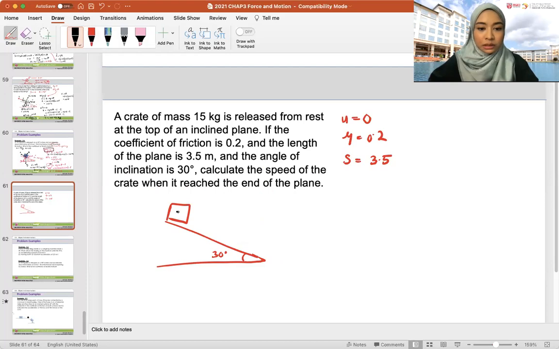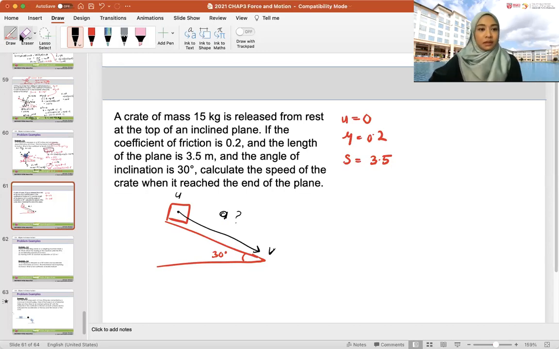So, mula-mula box ni ke atas, dia slide with some acceleration and then dia nak tahu what is V. Kita tahu U dia apa, kita nak tahu V. But before we can solve for V, we need to know what is A. Macam susah kan? Tapi sebenarnya tak. The first step is drawing your free body diagram and try to solve for the acceleration. Tak payah fikir pasal nak jatuh lagi ni. Draw the free body diagram dulu lah.